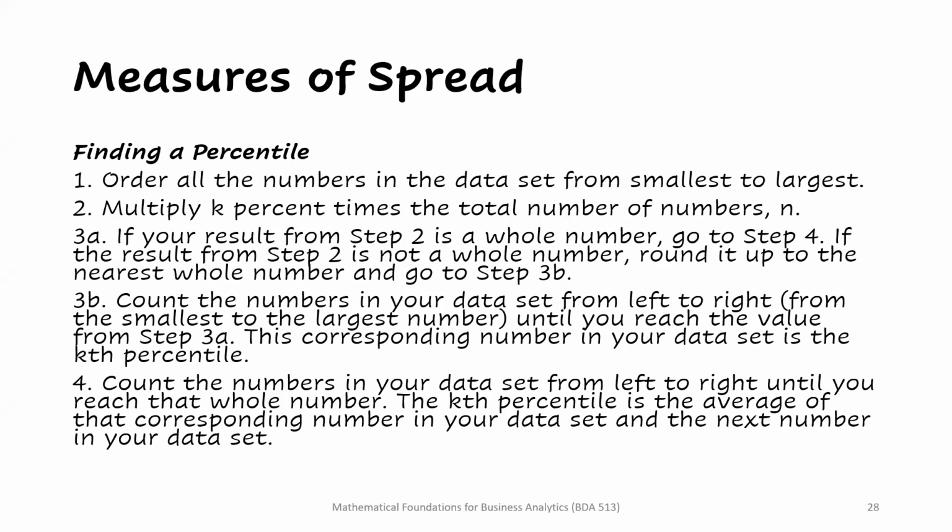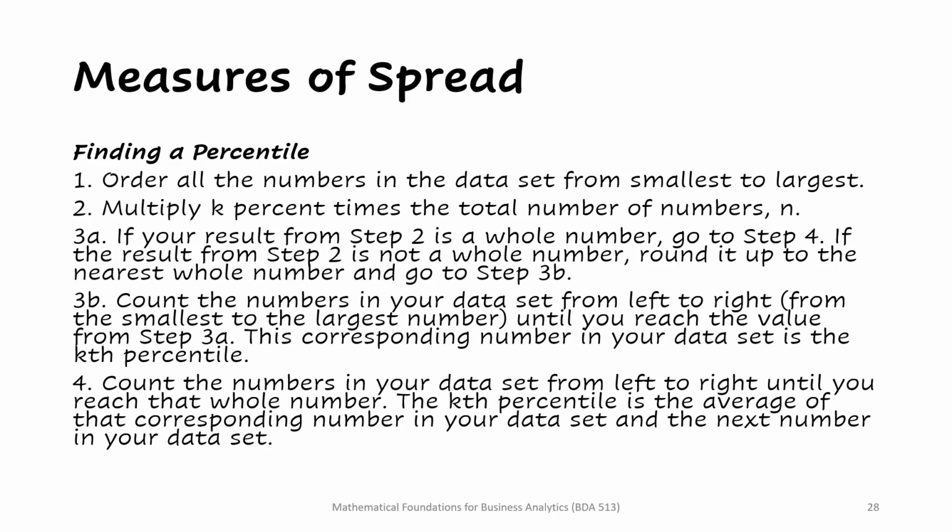Okay. All right. So if it is a whole number, then go to step 4. Count the numbers in your data set from left to right until you reach that whole number. The K percentile is the average of that corresponding number in your data set and the next number. So just like we did for the median when it was an even number, if you calculate and it's a whole number, you add the two numbers and then use that in your calculation.